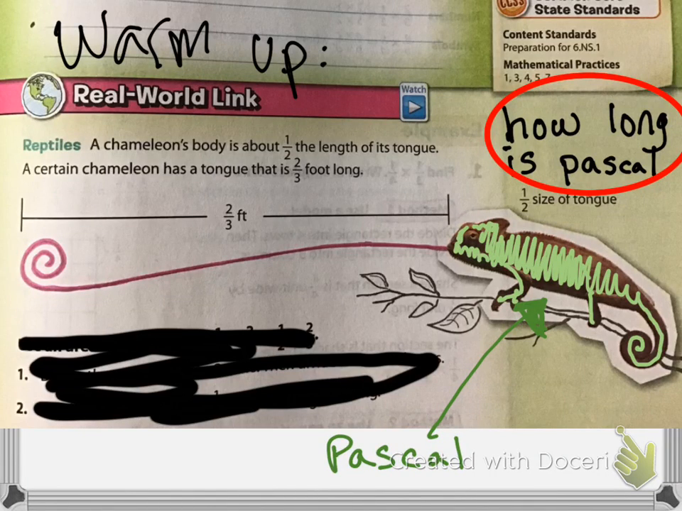So a chameleon's body is about half the length of its tongue. A certain chameleon, Pascal, has a tongue that is 2 2/3 feet long. So how long is Pascal? Who can tell me how we set up this problem?